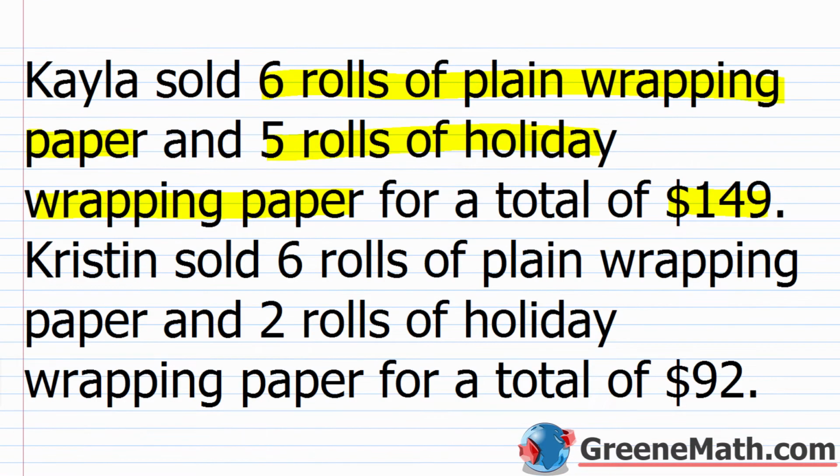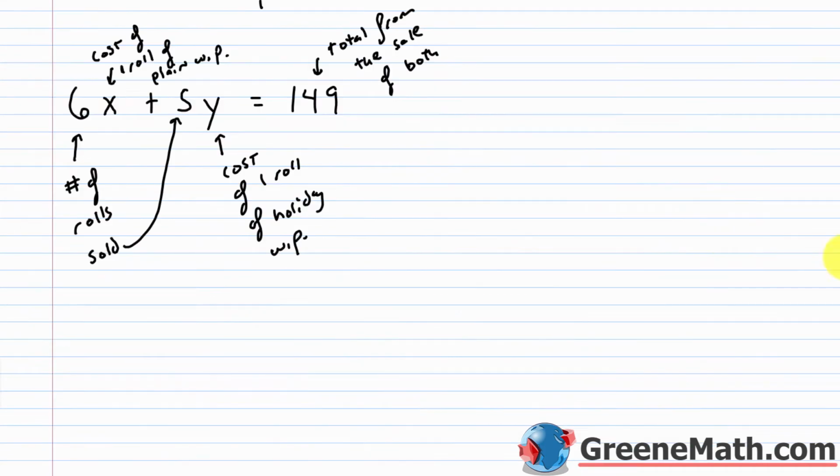Now for the second one, let's read about Kristen. So Kristen sold 6 rolls of plain wrapping paper and 2 rolls of holiday wrapping paper for a total of $92. I can go through and highlight that. So 6 rolls of plain wrapping paper, 2 rolls of holiday wrapping paper. Again, this is for $92. So we're going to come down here and just make a similar equation. So we'd have 6 times x plus 2 times y is equal to 92.